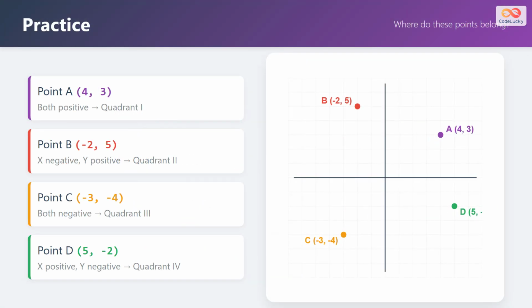Now let's practice with some real points. Point A is at 4, 3, both are positive, so it is in Quadrant 1. Point B is at -2, 5, since x is negative and y is positive, it is in Quadrant 2. Point C is at -3, -4, both are negative, placing it in Quadrant 3. And point D is at 5, -2, positive x and negative y puts it in Quadrant 4.